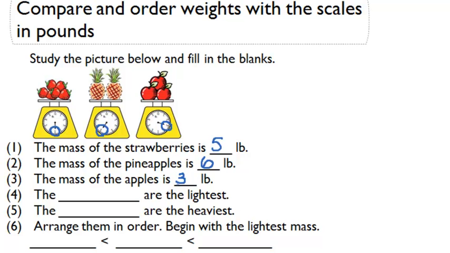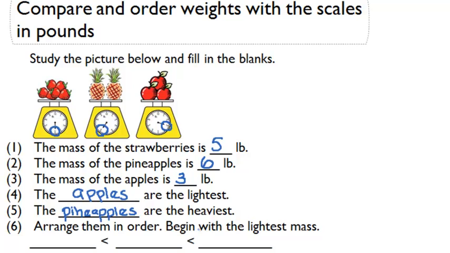If the mass of the apples is 3, the pineapples are 6, and the strawberries are 5, then the lightest fruit is the apples. The apples only weigh 3 pounds instead of 6 or 5 pounds. The heaviest fruit will be the 6-pound pineapples. So we can fill that right into our second line here.